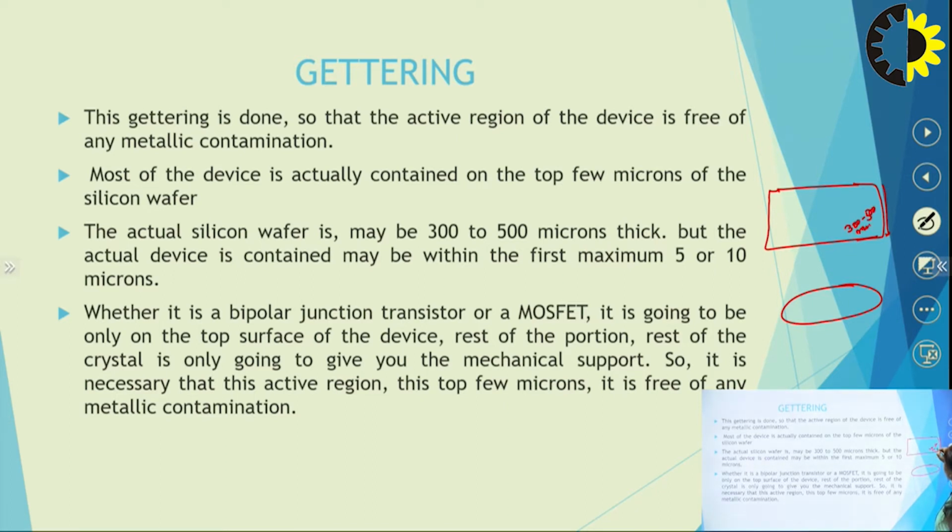500 microns. Okay, and the actual device fabrication is done only in this area, from 5 to 10 microns. Okay, so the active device is fabricated only in this 5 to 10 micron area from the overall thickness of the wafer. So this 5 to 10 micron area should be free from contamination, and this is done with the help of gettering.